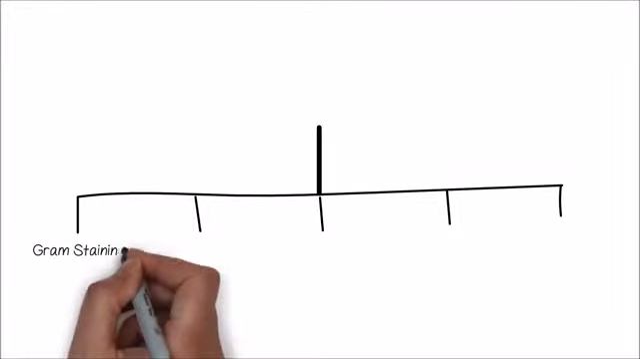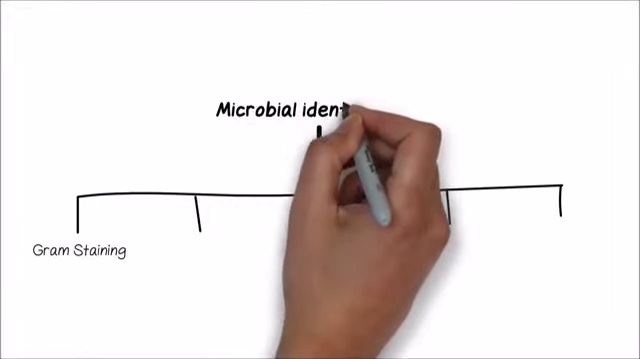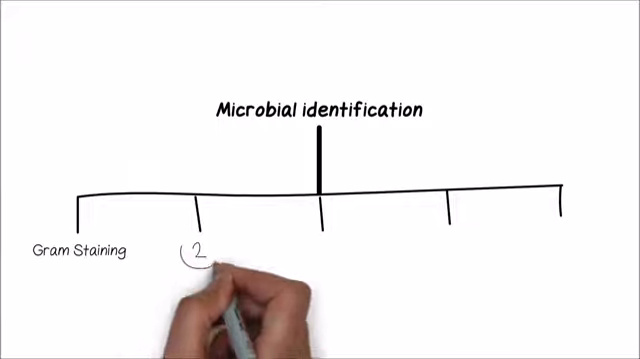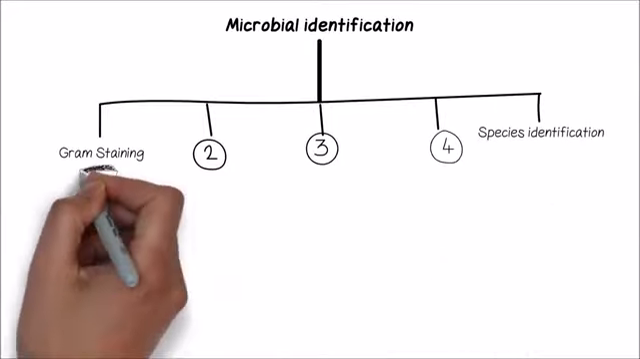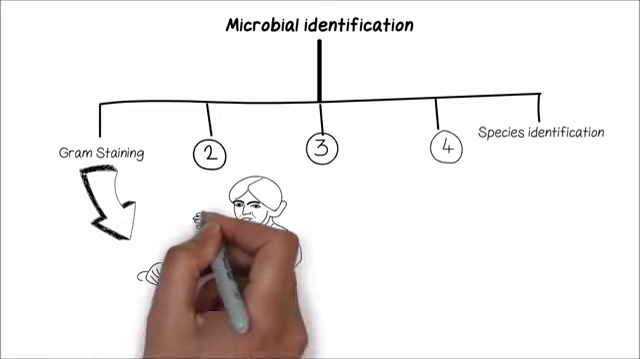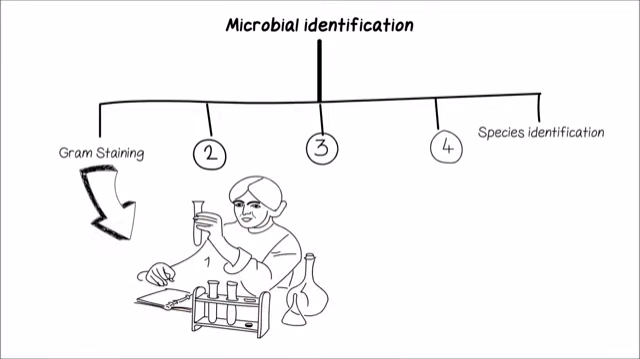Although gram staining is used as a primary test in the identification process, this method will not be able to identify the bacteria to the species level. It will be used in combination with other modern and traditional identification tests.